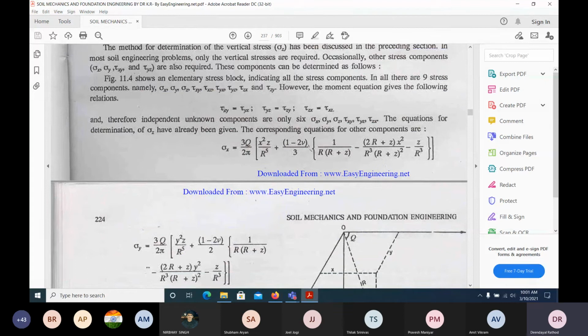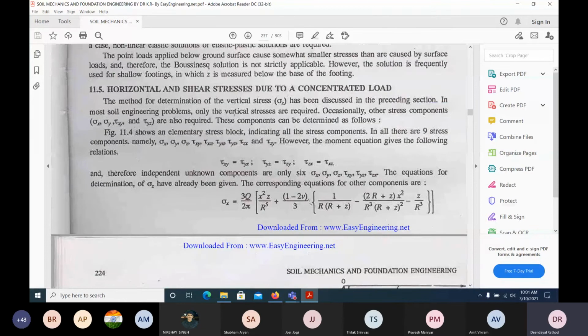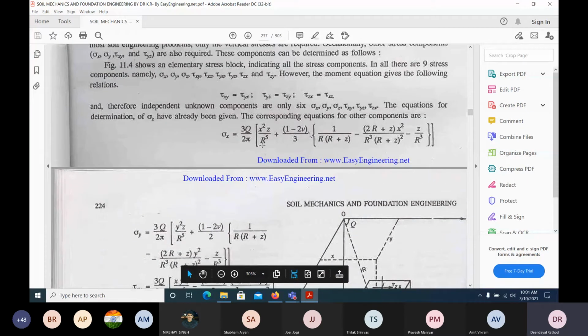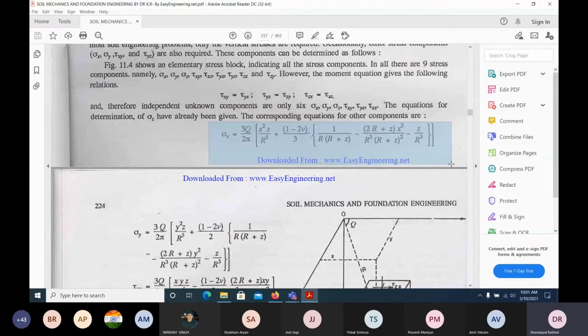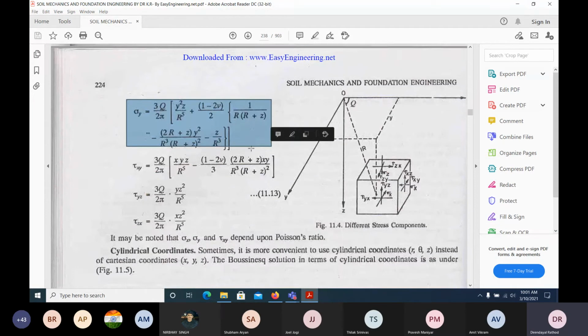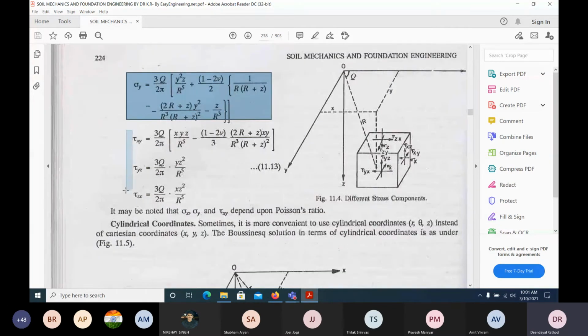If you find out these stresses, then it is very easy to understand how much stress it would develop, because it all depends on the r by z value, that is at a depth of z. So what Boussinesq has given, again he took an element, and for horizontal stress sigma x he has given this very big equation, which he has derived. Likewise he has given for sigma y also, and for tau xy, tau yz, tau zx.